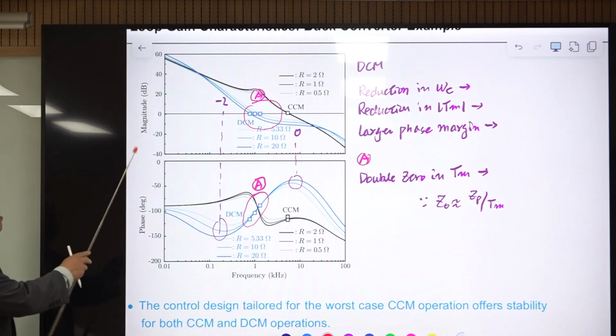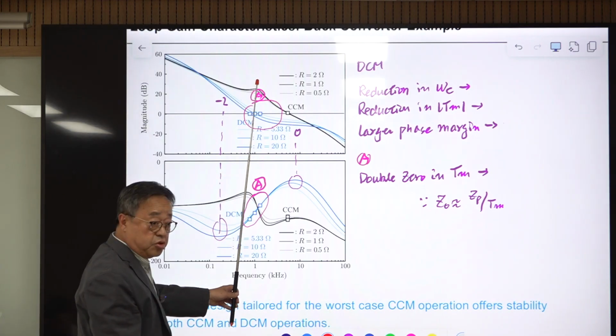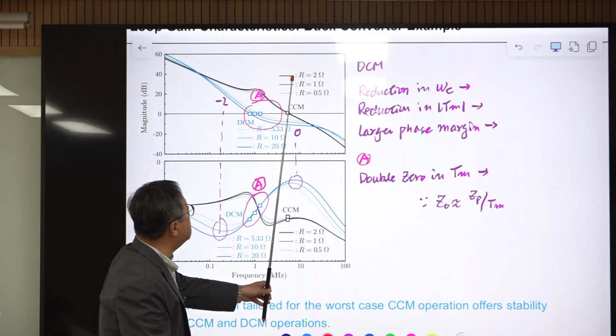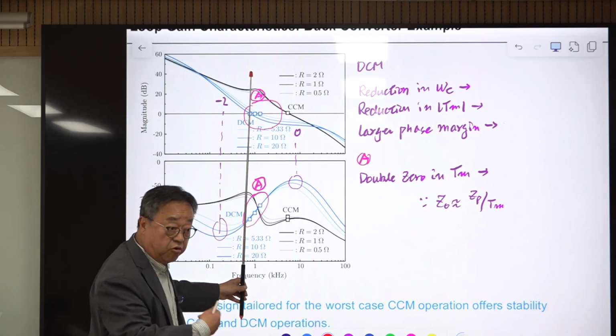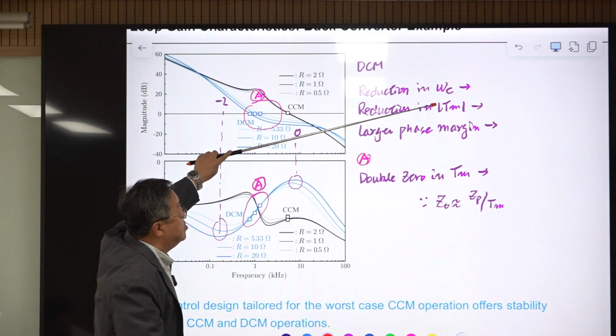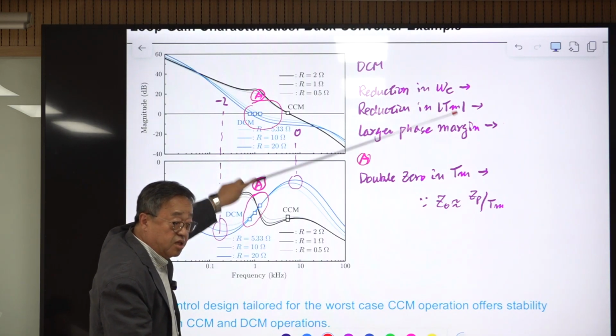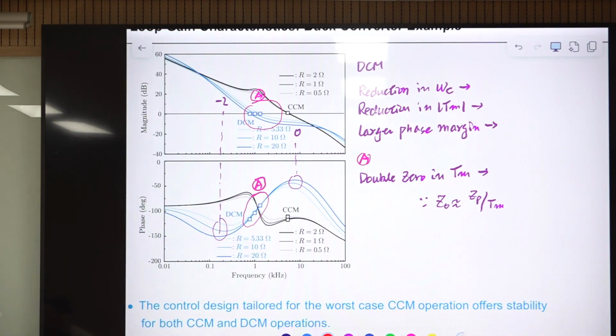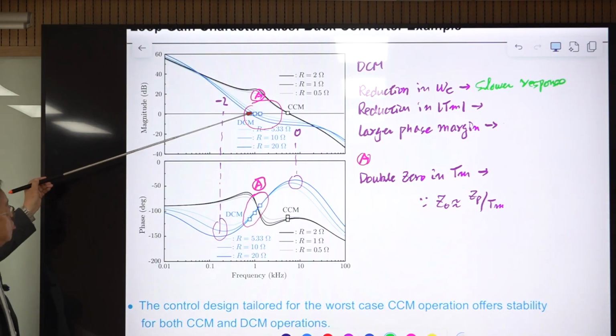First one is loop gain crossover frequency is reduced a lot. For the DCM case, the loop gain crossover frequency was here, and it occurs at a much lower frequency in DCM. So the reduction in omega C creates a delay in response time. We'll see that later. The result of this change is a slower response compared to the CCM case. Response becomes slower.